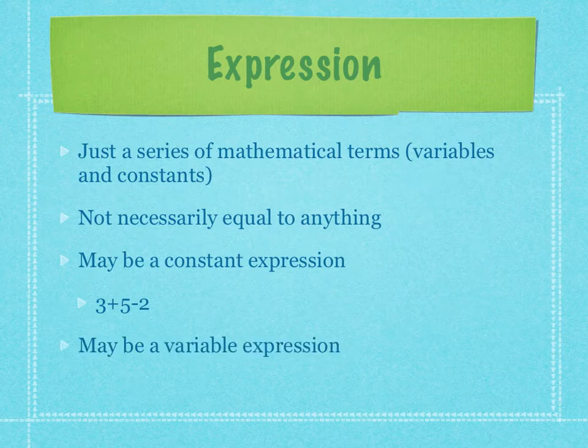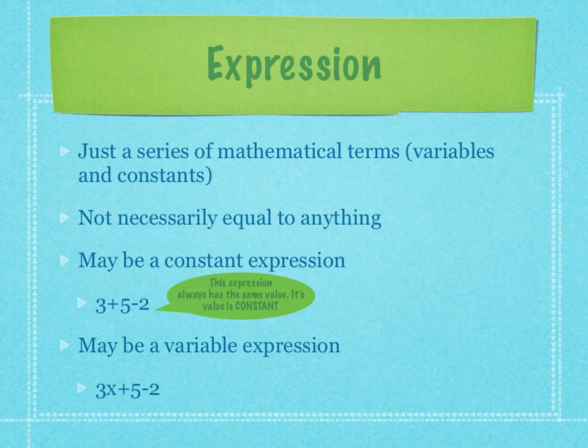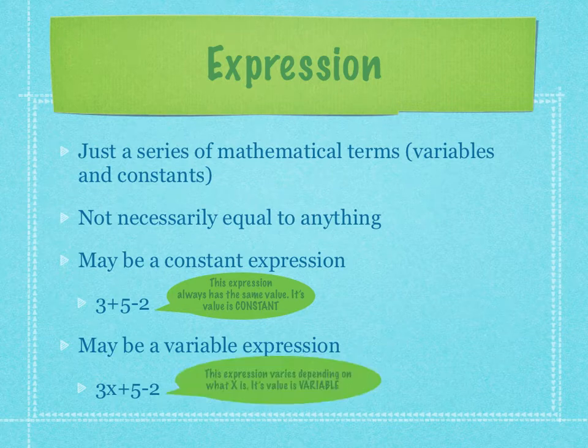We may also have a variable expression. That would look something like this, 3x plus 5 minus 2. The value of this expression depends entirely on what number we plug in for x. So the value of the first expression is always the same. Its value is constant. But the value of the second expression varies depending on what x is. The value of that expression is variable, and so we call it a variable expression.